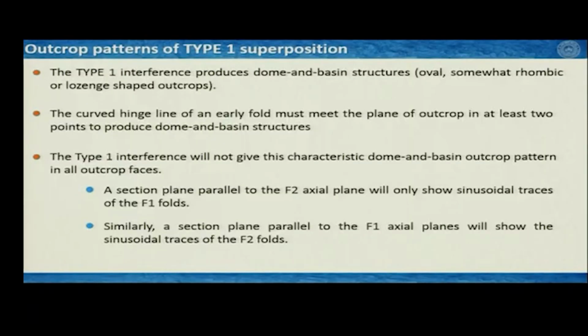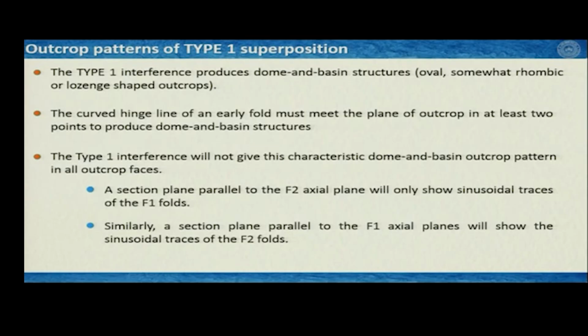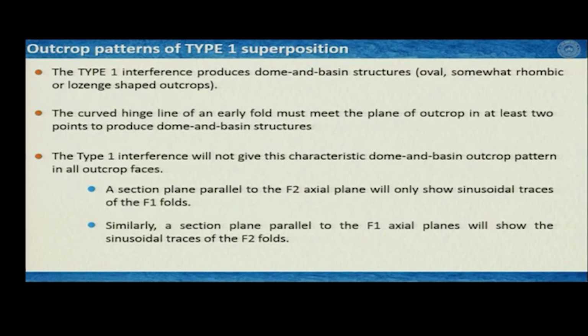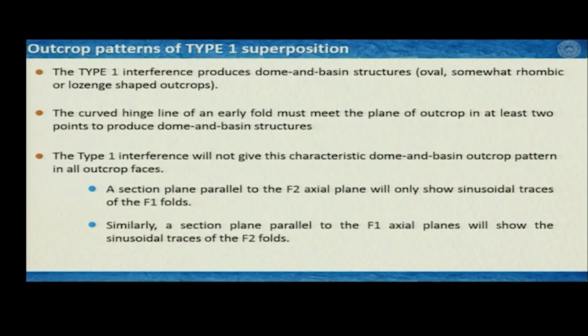Now the outcrop pattern of type 1 is very interesting, and it produces mostly what we call dome and basin structures, or in other ways oval or somewhat rhombic or lozenge-shaped outcrop. Now the curved hinge line of an early fold, that is F1, must meet the plane of outcrop at least 2 times to produce dome and basin structures. We will see how this happens.